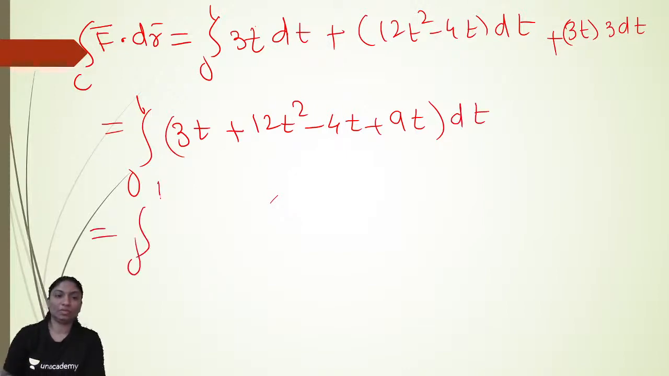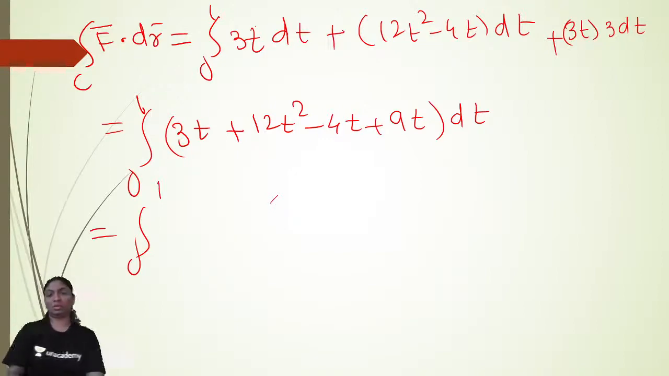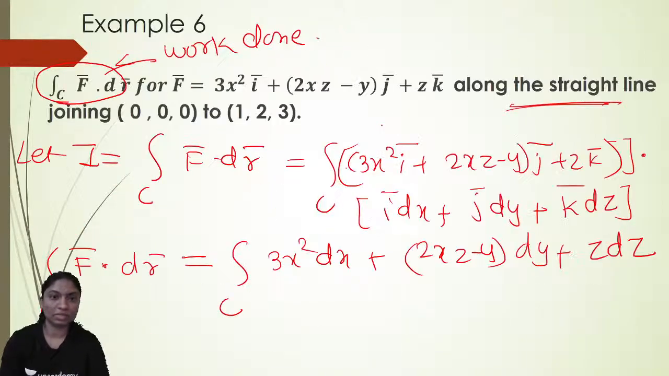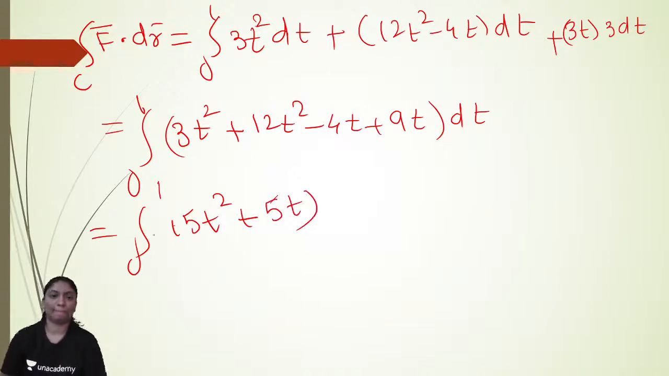You get integral 0 to 1, 3t minus 4t minus t plus 9t, that is 8t dt. So 3t square, no, I think it is x square. So here it is 3t square. So 3t square plus 20 square, you will get 15t square plus 5t dt. So integrating this from 0 to 1.